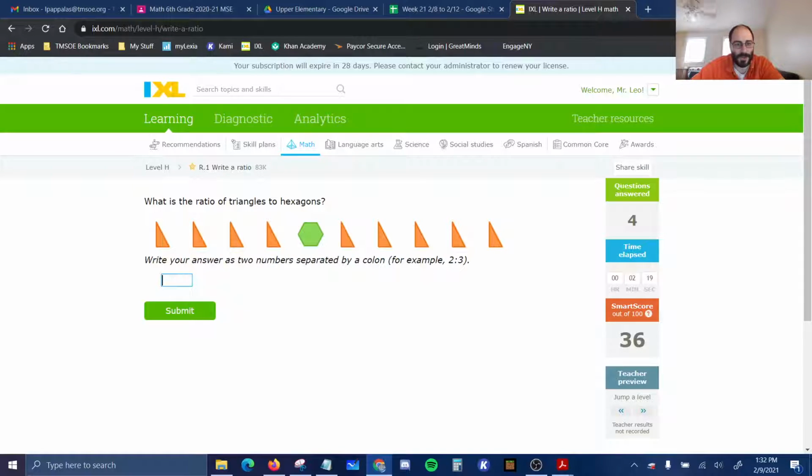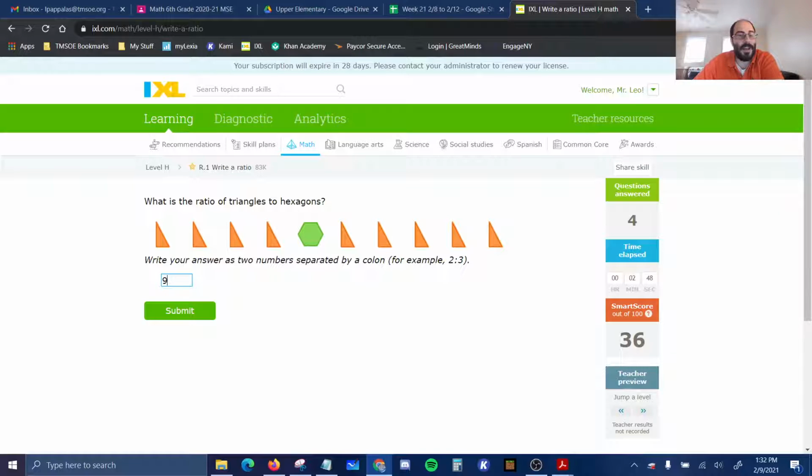Okay, what is the ratio of triangles to hexagons? 1, 2, 3, 4, 5, 6, 7, 8, 9 triangles. So now notice here, they don't give you one of the numbers. Okay, now you have to write the whole ratio yourself, which is fine. We can do that. So the first thing it says, what is the ratio of triangles? Triangles is the first thing they said, so that should be the first number you list. 9 is the first number you put down.